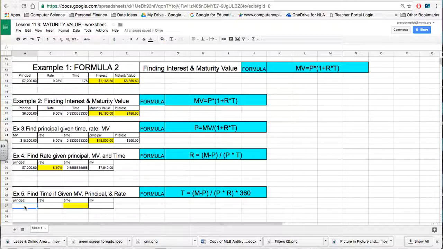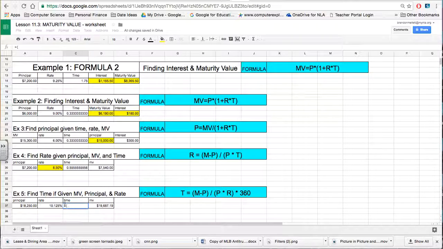Last one, finding time if given maturity value, principal, and rate. So let's look at the example here. They give us a principal of $18,250. This is example 5 in your book, which is located on page 422. They give us a rate of 10 1/8, so it would be 10.125. And they give us a maturity value, $19,687.19. So we have maturity value, principal, and rate. Now we need to find the time.